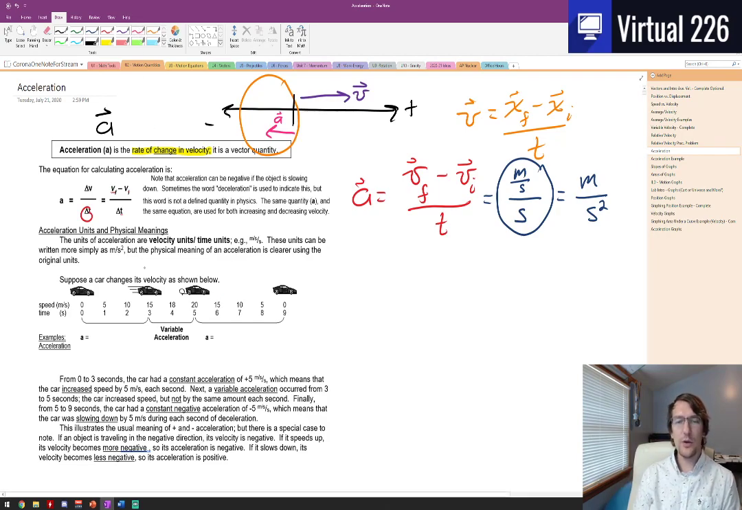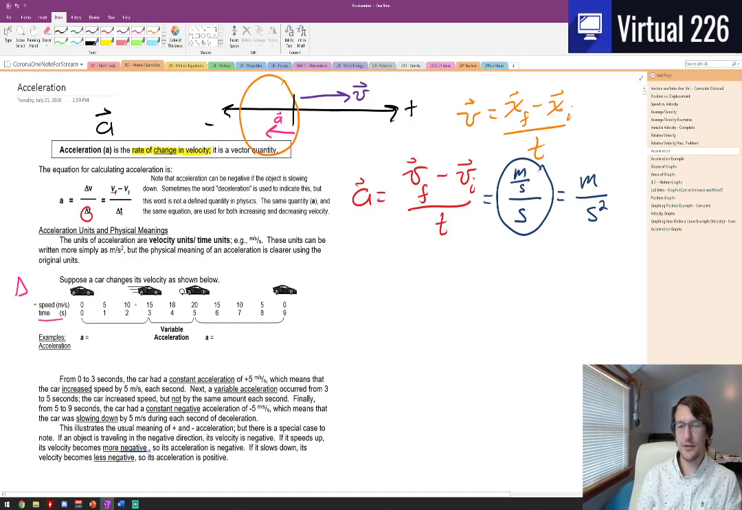Now, if we wanted to look at a little example, down here we have a car and it's changing its velocity as shown here. On the bottom numbers, these are times ticking up, and the top numbers are its speed. So at the beginning of time, it's not moving. It's at 0 meters per second. But a second later, it has a speed of 5, and then a second after that, a speed of 10, then a second after that, a speed of 15. So each second, this is increasing by 5.